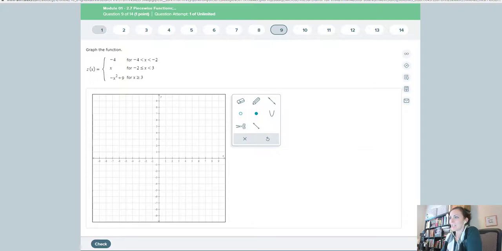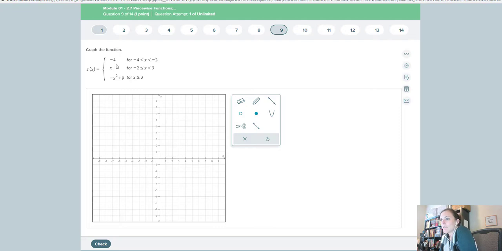Another piecewise function that's within ALEKS that a few people have been having questions about. So this is number 9 from section 2.7. For this problem, they want you to graph this piecewise function, which is made up of 3 separate pieces. So that's one big thing to notice. The next thing to notice is what do those graphs look like? So I'm thinking about their basic graphs.